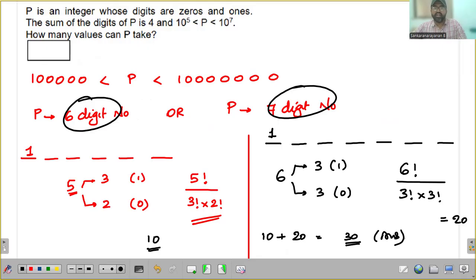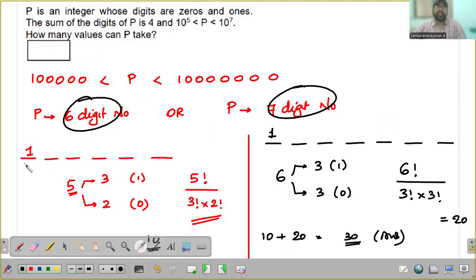Now, you may be wondering why I insisted that there will be only 3 more ones. One is anyway there in the leftmost position. But why only 3 more ones? Because with those 3 more ones and this one, altogether 4 ones, 1, 1, 1, 1, the sum of the digits of P is 4. The remaining 2 will be 0 in this case. The remaining 3 will be 0 in this case.